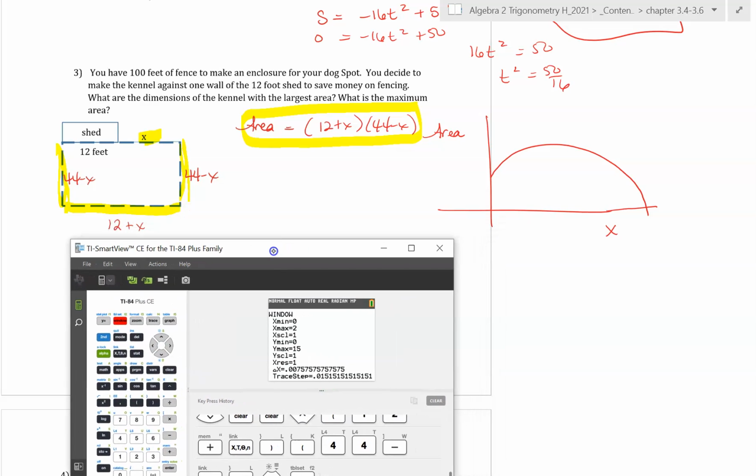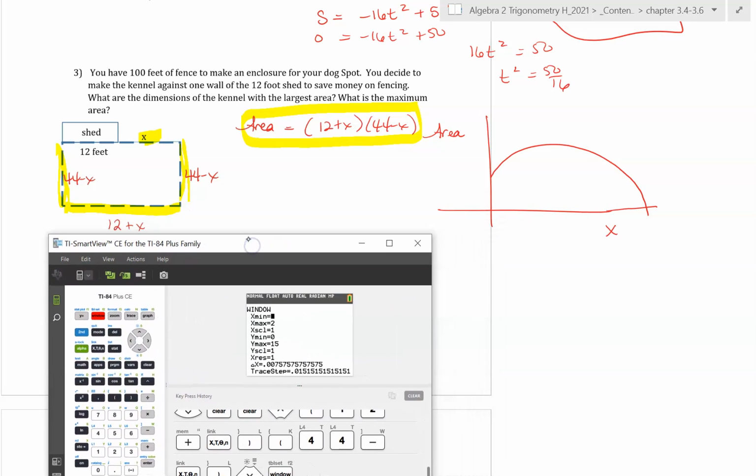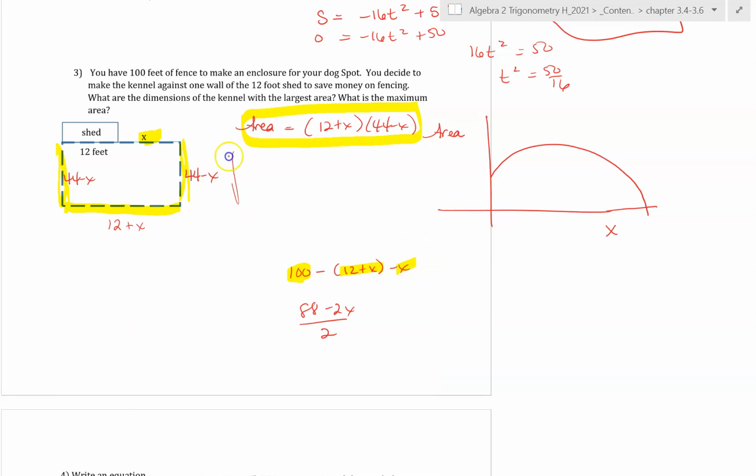So notice if you have 100 feet of fence, you could just think about what would make sense. Could you have 50 feet here and 50 feet here? Notice that would take all the fence, so that wouldn't work. But maybe you could have 20 feet and 20 feet. That's 40. You'd have 60 feet left over. So I think that would make sense if x was approximately 25.